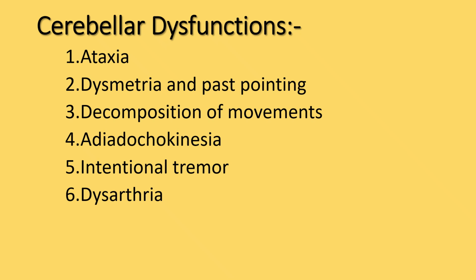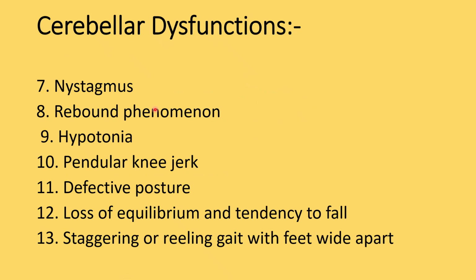Dysarthria is difficulty in speech due to lack of coordination of the muscles of articulation. Nystagmus is the to-and-fro movement of the eyeball. Rebound phenomenon: inability to control the movements when the resistance is suddenly removed, failure to break the movement. So when the resistance is suddenly removed, we cannot break the movement. That is the rebound phenomenon.